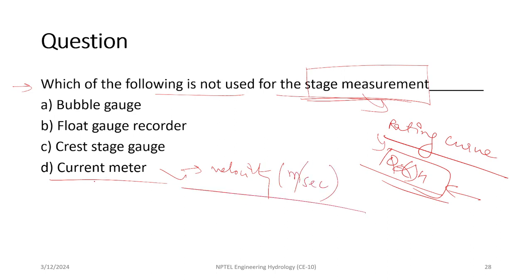There is an assembly, a cup shape assembly, which gets revolved, and after counting the revolutions of that cup assembly, we get the velocity. For this we have a relation for establishing the velocity: V = A + B N, where N represents the revolutions of the cup, and based on that we compute the velocity. And with all the remaining methods we can measure the stage.